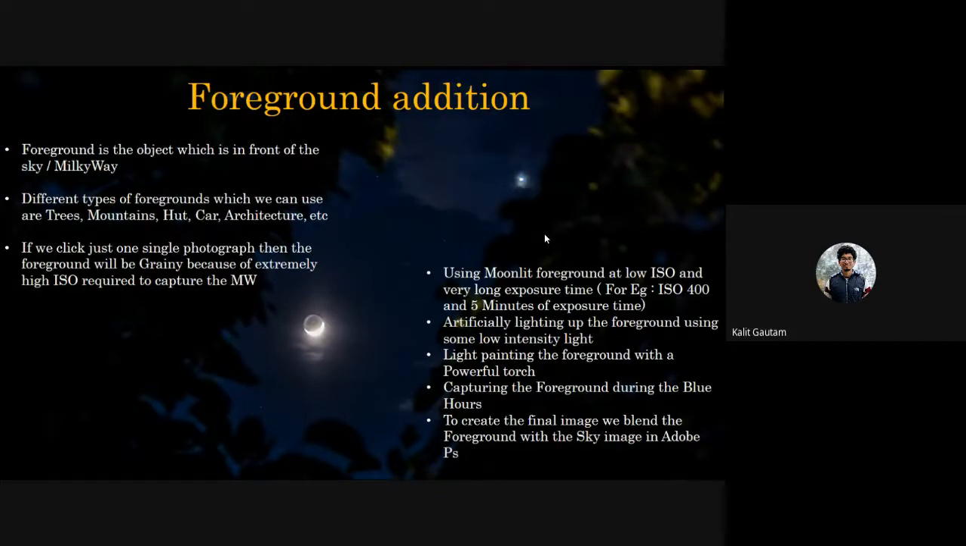The third point is light painting the foreground with a powerful torch. What is light painting? Basically, you have to take a very powerful torch. Again, I'm assuming the foreground to be a tree.